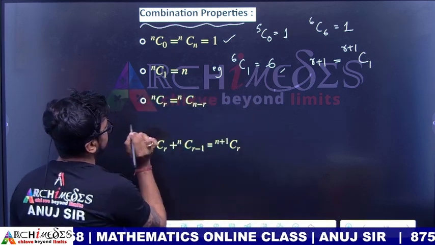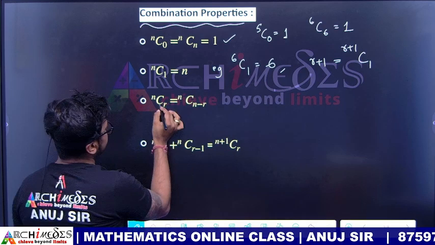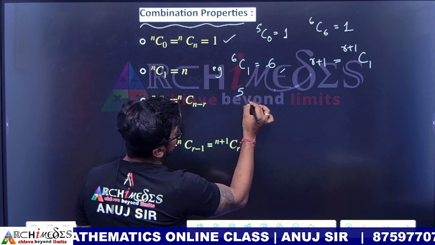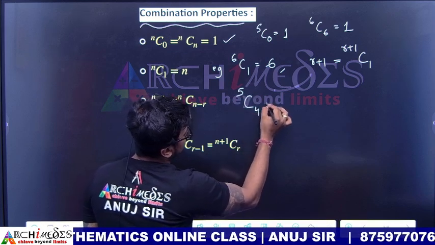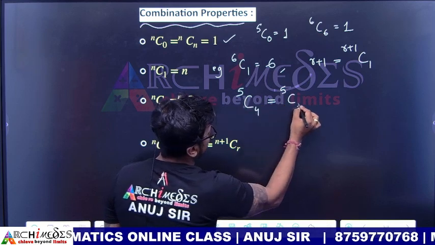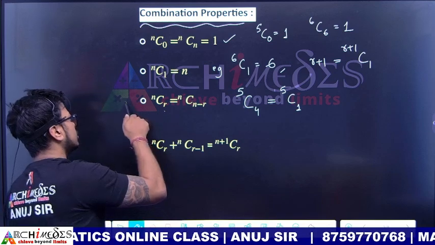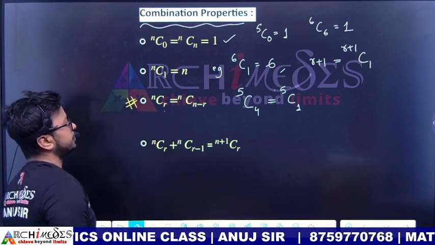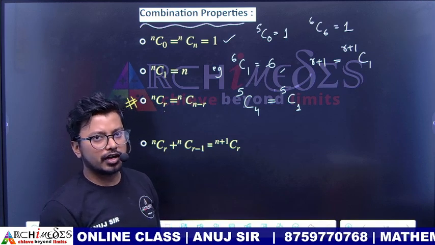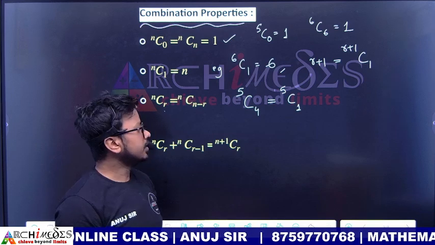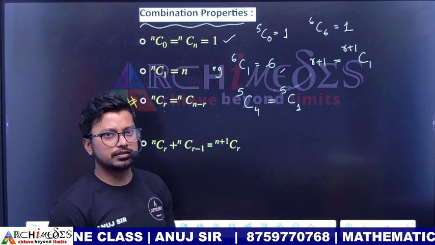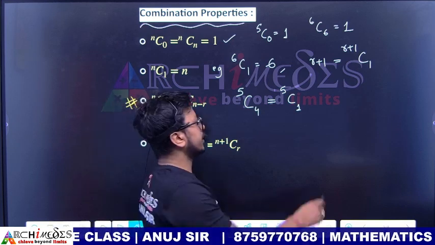Okay. Next, a very important property: NCR is the same as NC(N minus R). For example, if I write 5C4, that is equivalent to 5C(5 minus 4), which is 5C1. Both values are equal. This is also a very, very important property. Any doubt? Clear? Both values are the same. If you notice, we have applied this in many probability chapters as well. Clear?